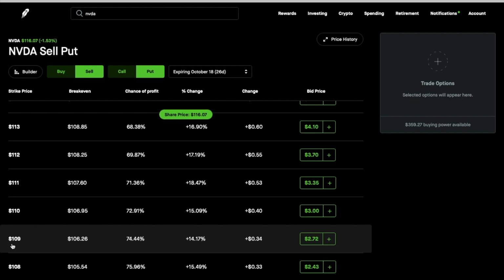Now what I try to do, for every 4 weeks, is generally get at least 2%. Because if I take 2% times 12, that's about 24% a year. So if I can hit that, I'm really happy.